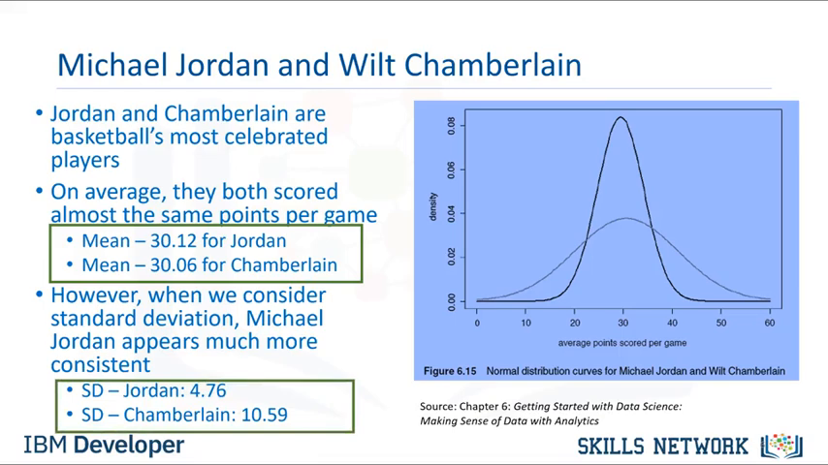If you were to plot this distribution to see Michael Jordan's scores using the mean and standard deviation, assuming that their scores are normally distributed, you would notice that even though both players had around the same mean, the tighter distribution for Jordan suggests that he was more consistent in his performance than Chamberlain.